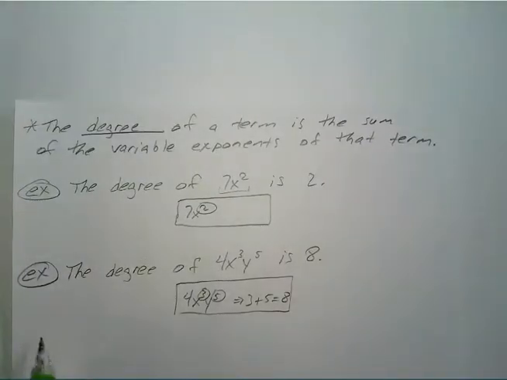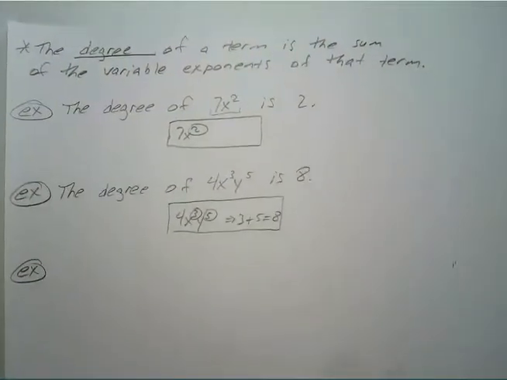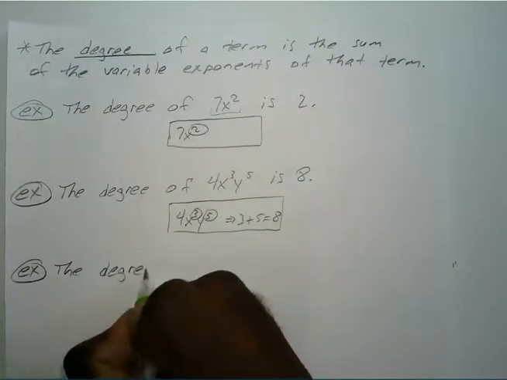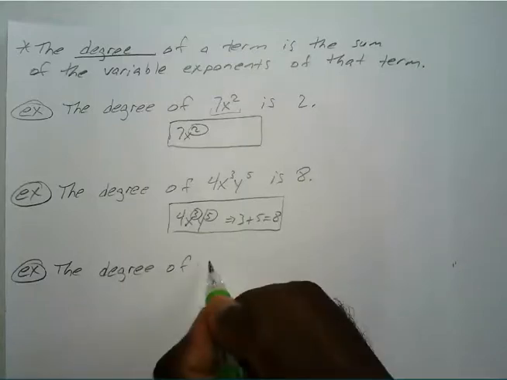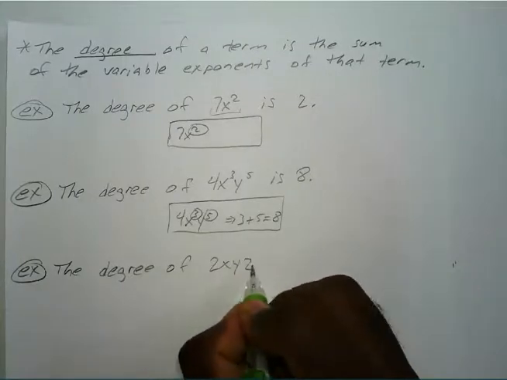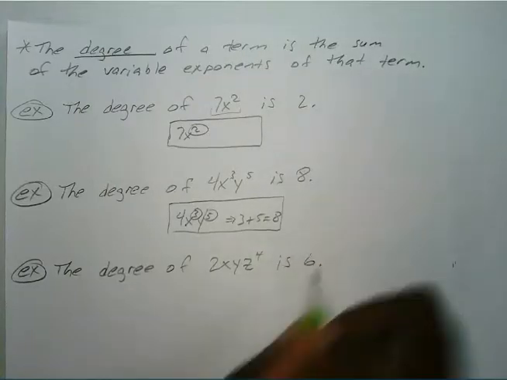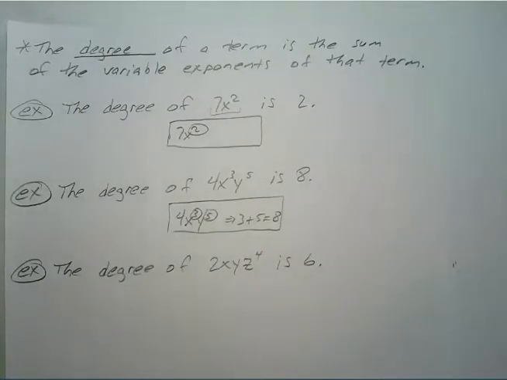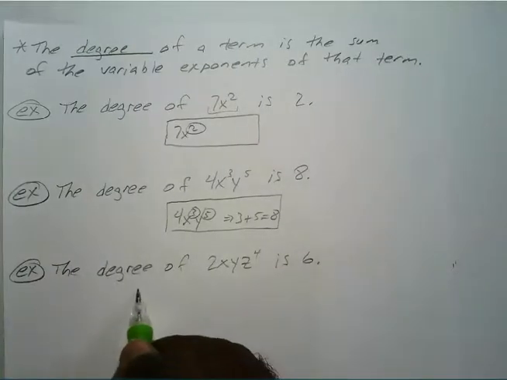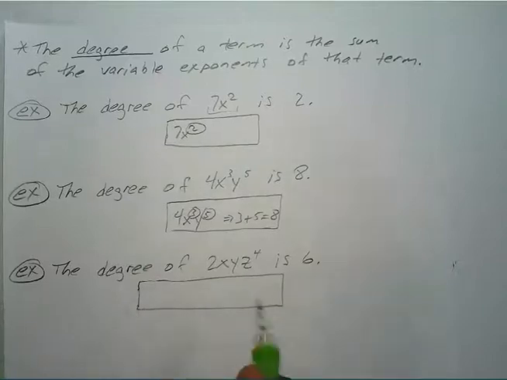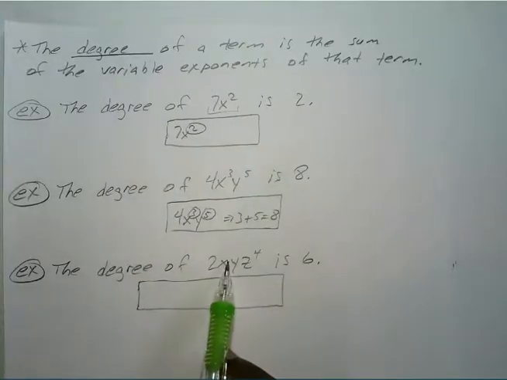Okay, so let's do another example. The degree of 2xyz to the 4th is 6. It has a degree of 6. How do we know that? Because when there is no exponent next to a variable, then that exponent is 1.